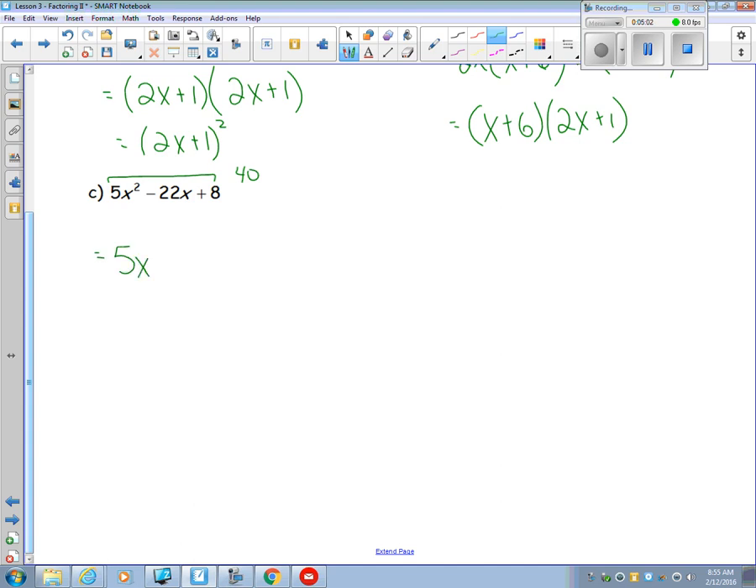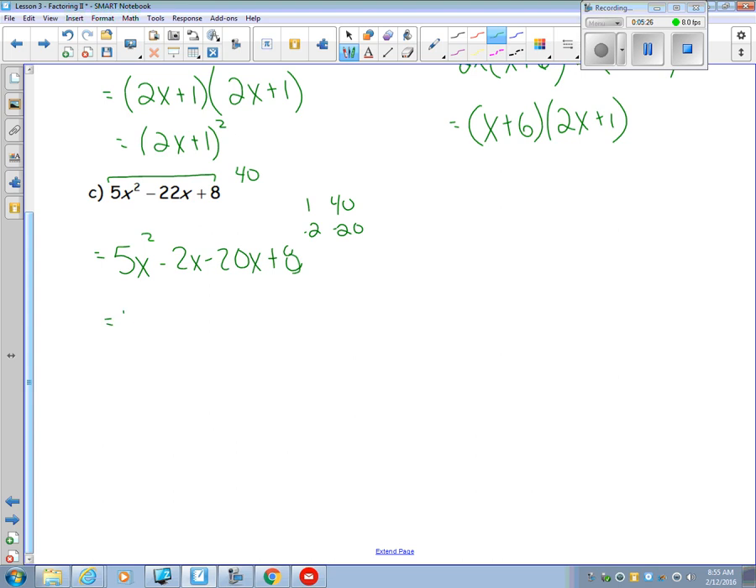What adds to 22 and multiplies to 40? I'm not sure, so I'm going to write down my factors. 1 and 40, no. 2 and, oh, 2 and 20 makes 22. Okay. Oh, but I need to be negative 22. So I need to have a negative 2 and a negative 20. And the good news about both those is when I multiply them, they become a positive, right? Which is what I want anyway. So that works out perfect for me.